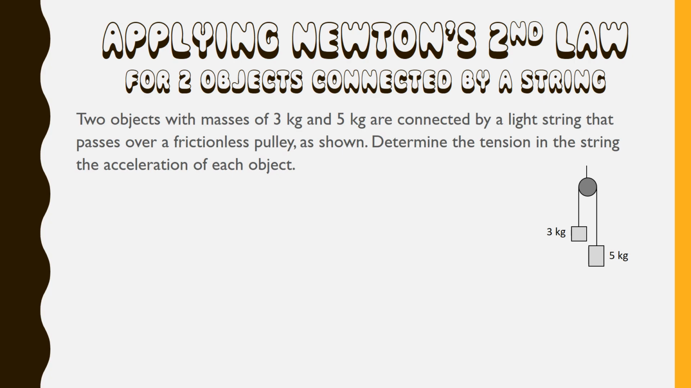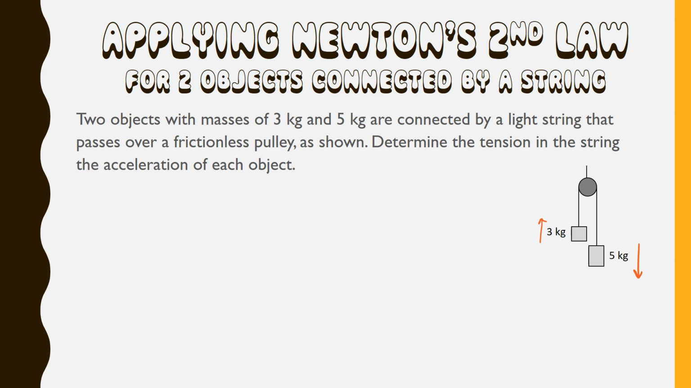In this example, we have two objects that are moving. My 3 kilogram block and my 5 kilogram block are both going to move. And if you think about this situation in the real world, the 5 kilogram block is going to go downward, whereas the 3 kilogram block is going to go upward. And so we're going to use that knowledge, the fact that these two things are connected, which means that they'll have the same magnitude of acceleration, to help us solve this problem.